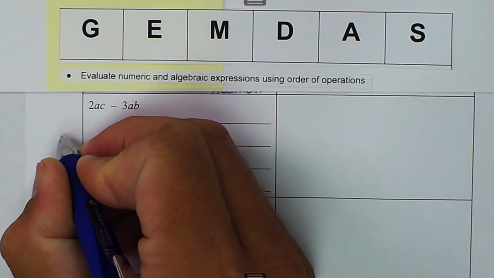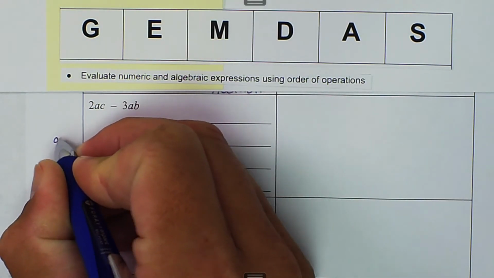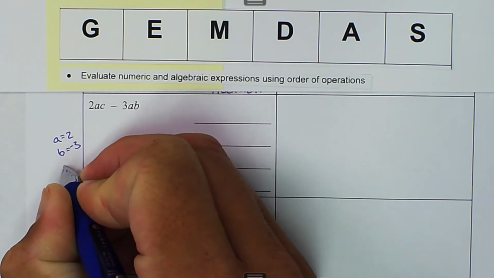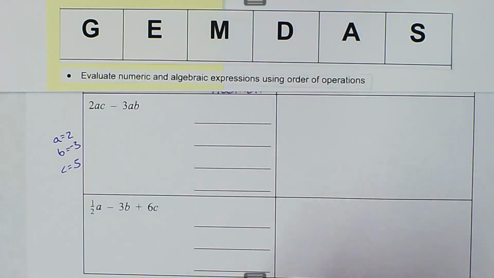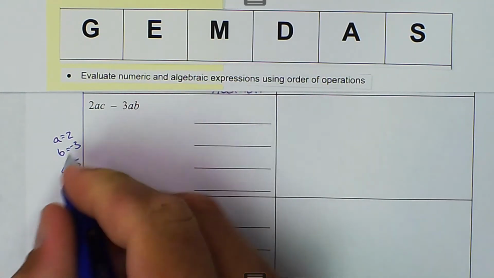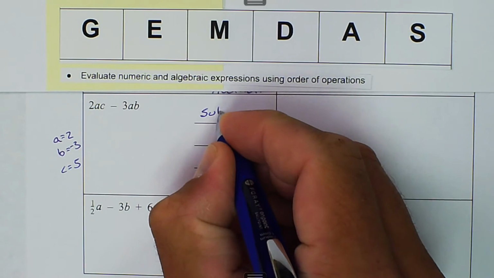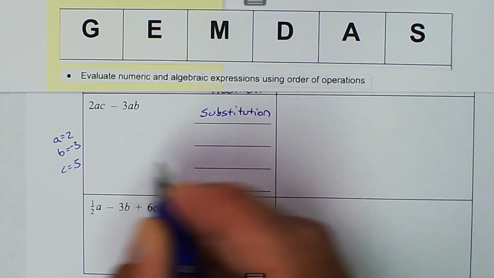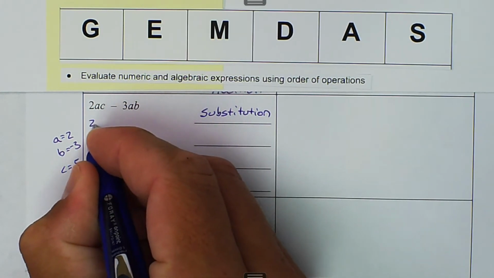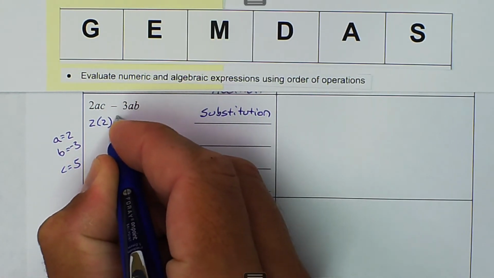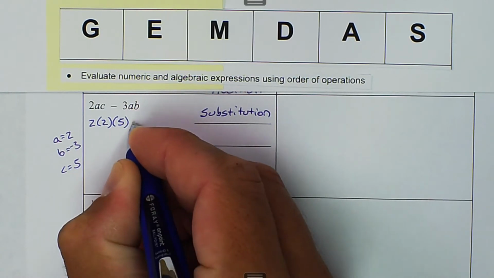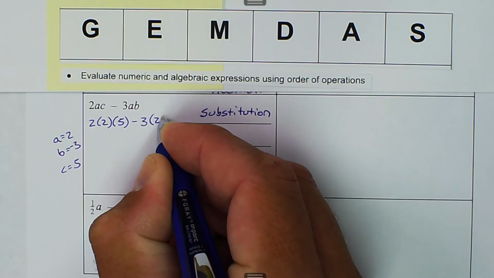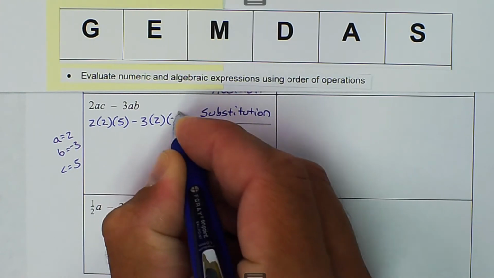Next one, remind ourselves that A is equal to 2, B is equal to -3, and C is equal to 5. First thing we can do, substitution. So 2 multiplied by 2 multiplied by 5 minus 3 multiplied by 2 multiplied by -3.